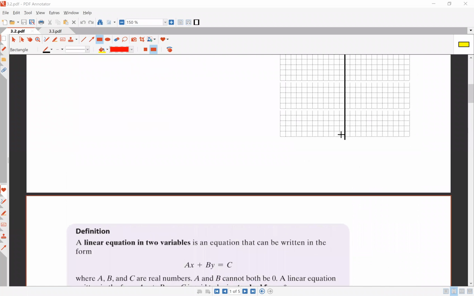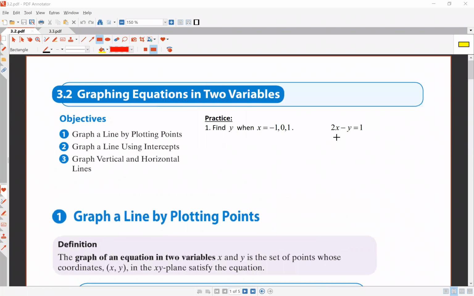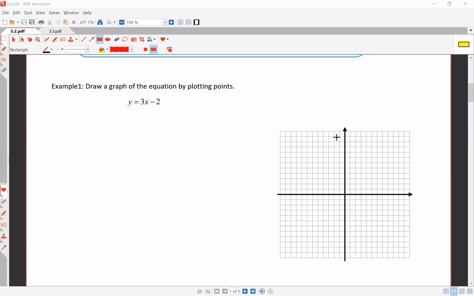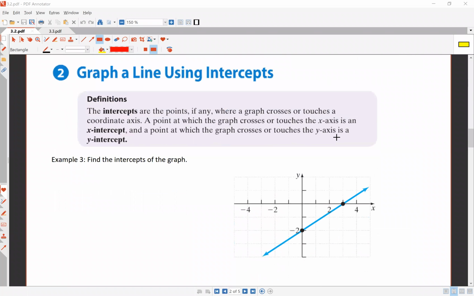This video covers section 3.2, graphing equations in two variables. Objective 2, graph a line using intercepts. We've seen how to plot points to obtain a graph, and another efficient way is to graph a line using intercepts.